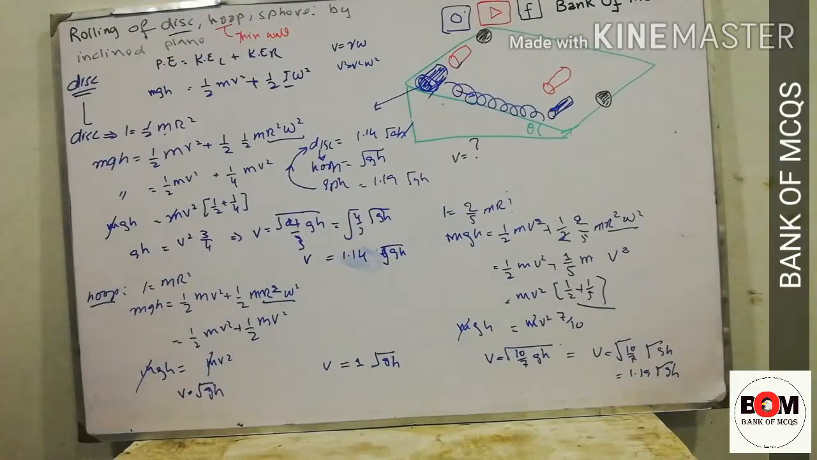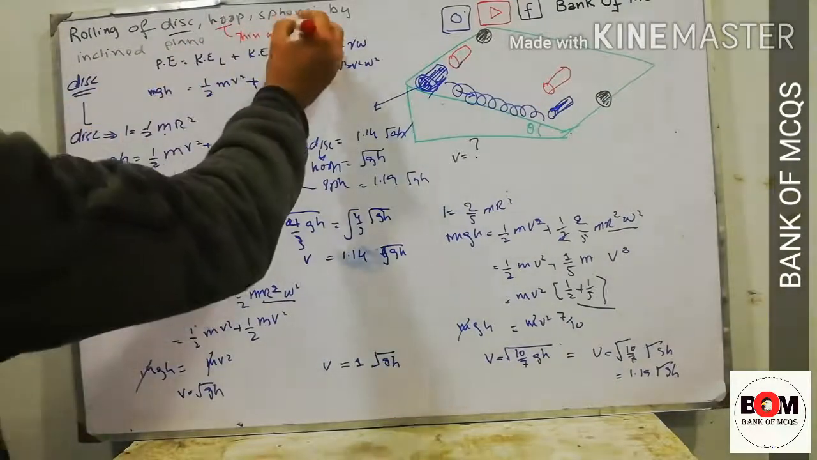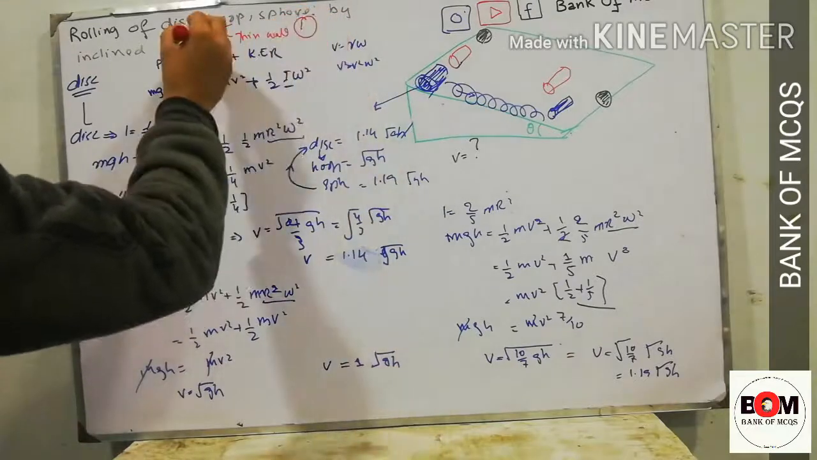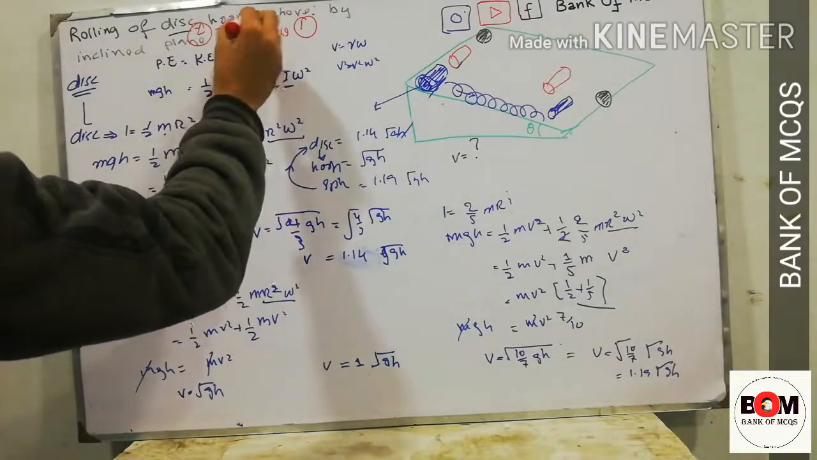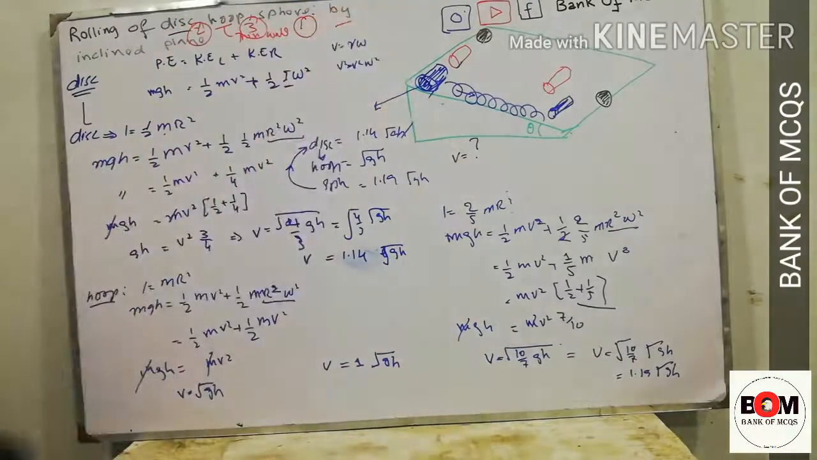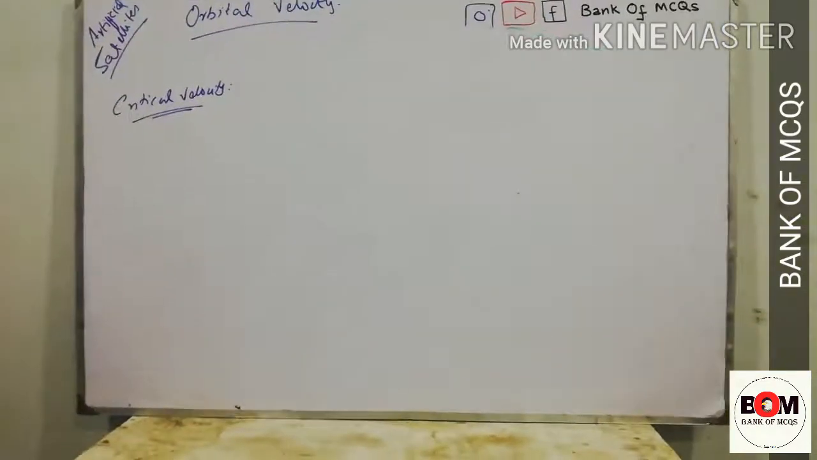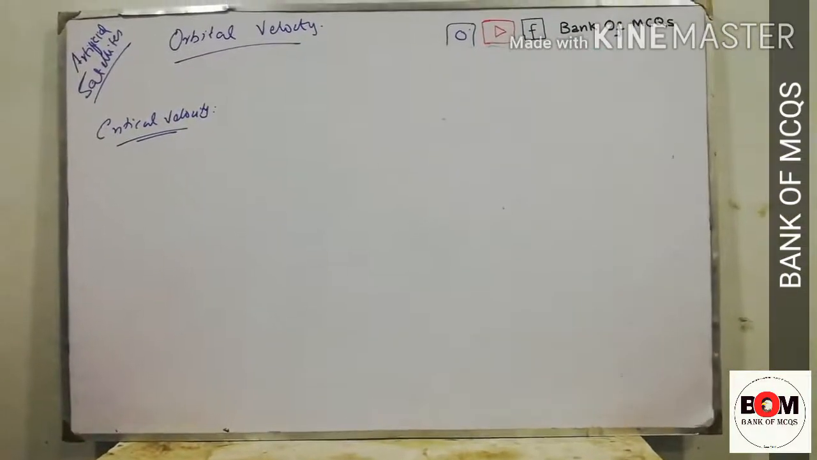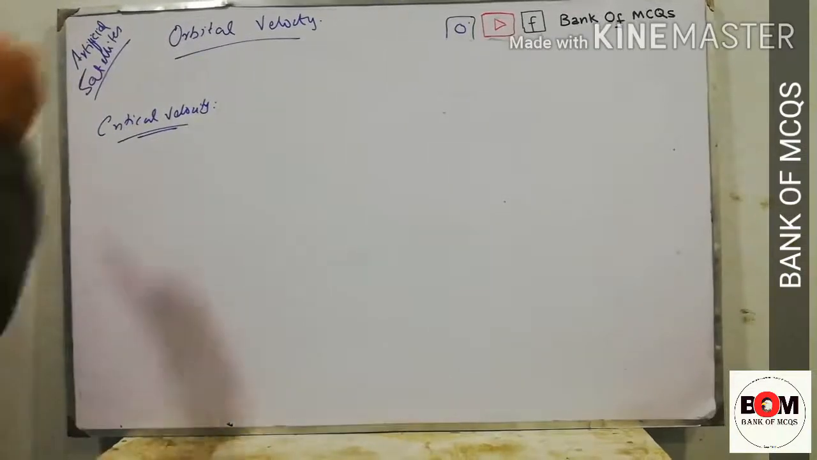So this was the rolling of disc, hoop and sphere. The first to reach is the sphere, the second will be the disc, and the third is the hoop. This is for exam time decay and all types of tests. And the next topic is artificial satellites.